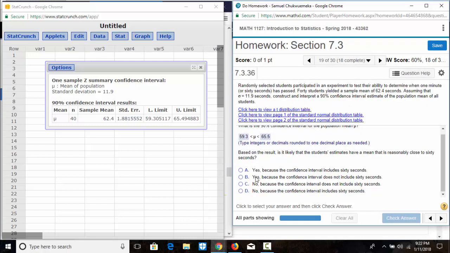Based on the result, is it likely that the students' estimates have a mean that is reasonably close to 60 seconds? Of course, the confidence interval includes 60 seconds. So yes, because the confidence interval includes 60 seconds.